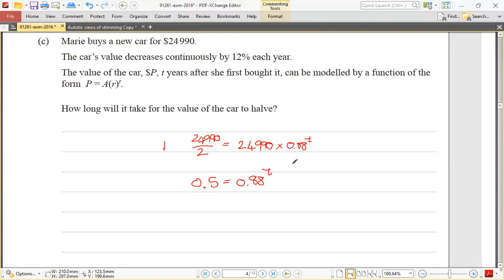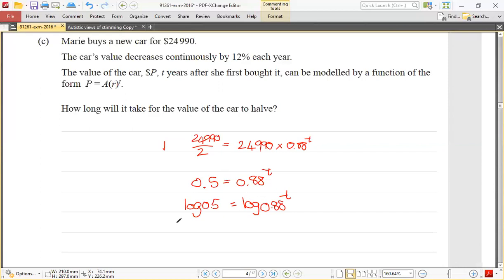So what do we do when we're trying to find a power that's unknown? What did we study in algebra? Starts with an L. We studied it at the beginning. Log. Right. So we have to go log 0.5 equals log 0.88 T. Now what do we then do?